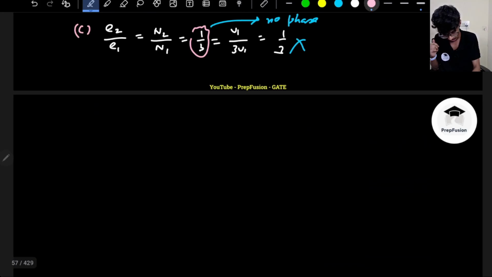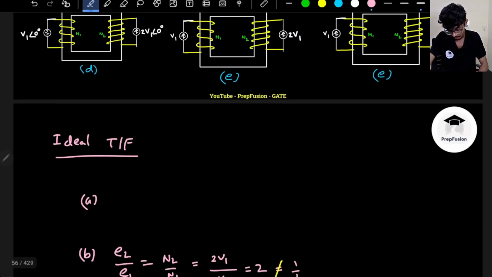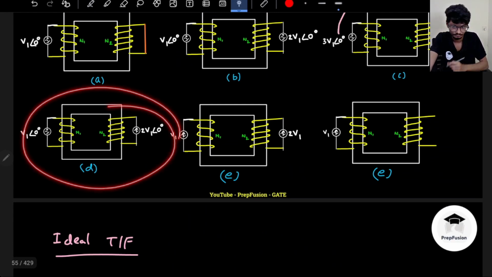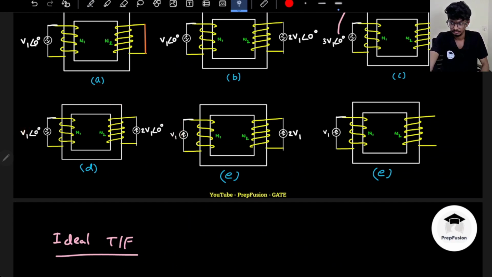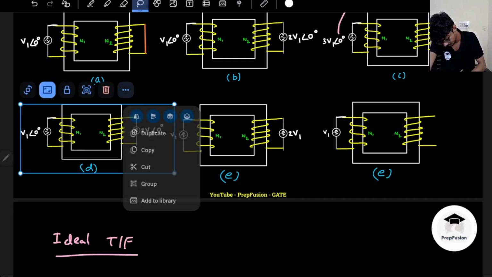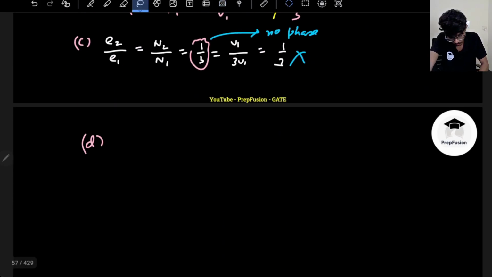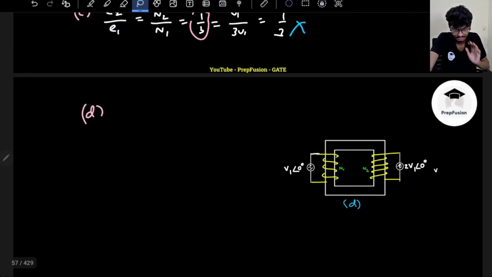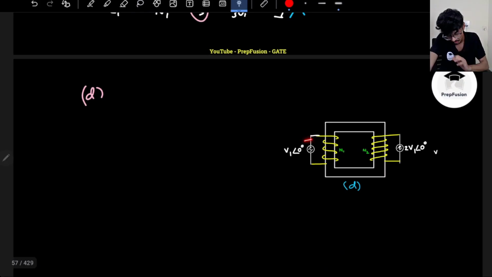Now let's discuss D. Is it a valid circuit? This is actually a valid circuit. Why is this a valid circuit? For you to understand why, you should understand this: a voltage source allows any amount of current, but the voltage is fixed. A current source allows any amount of voltage across it, but the current is fixed.